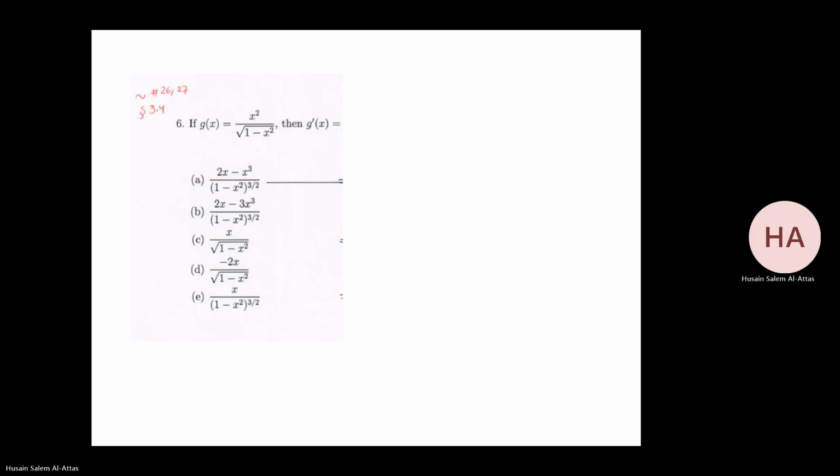Okay. Now we need to find g prime. This is function over function. So g of x, I can make it a product, actually: x squared times (1 minus x squared) to the power minus half. That will make it easier.